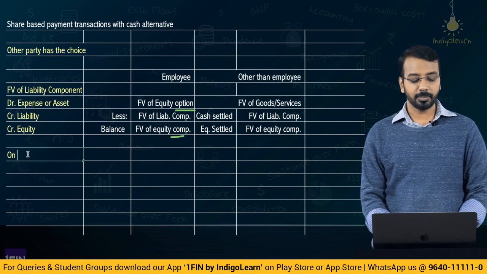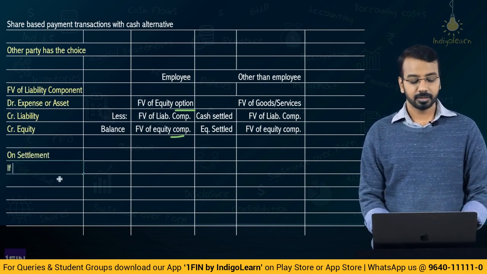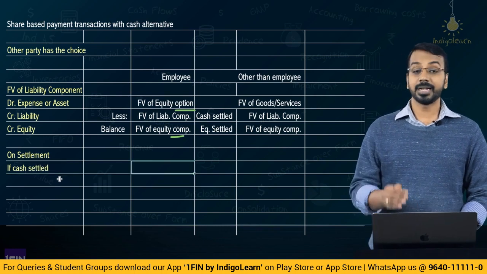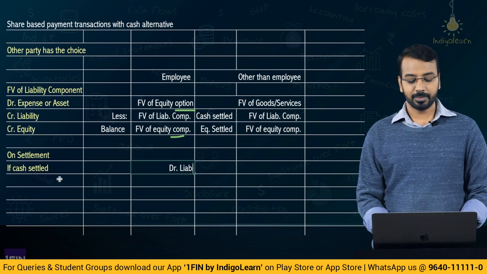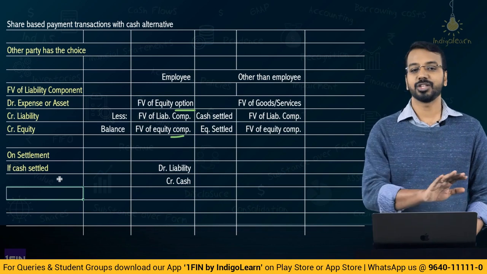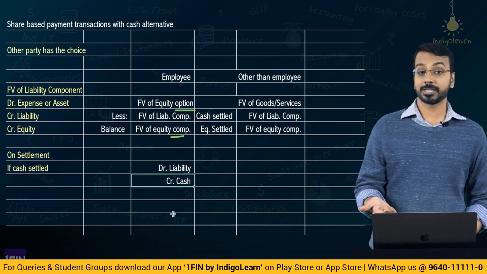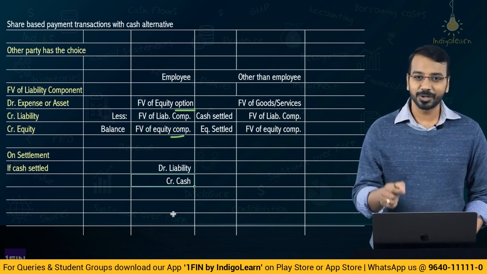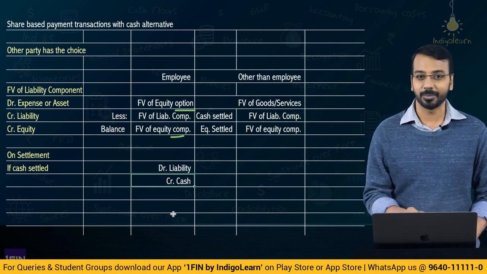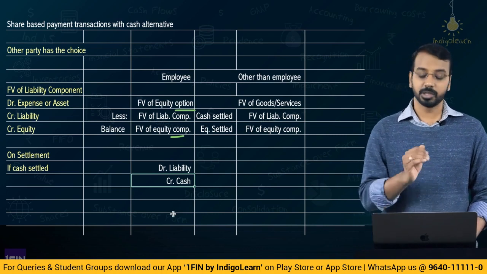Now on settlement, if it is cash settled, then debit liability and credit cash. What is to be done with the equity component? You will not touch it. Sir, will this liability component match with cash component? Obviously, because at the end of each reporting period and on the date of settlement, you will remeasure the liability. So that is how it would match.